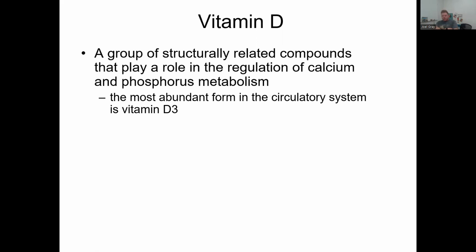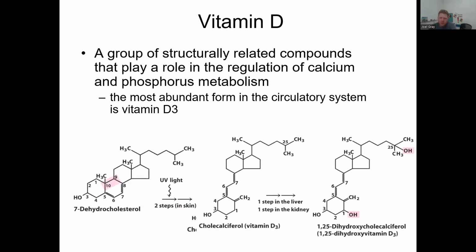The most abundant form in the circulatory system is vitamin D3, and vitamin D3 is produced from the exposure of 7-dehydrocholesterol to UV light.